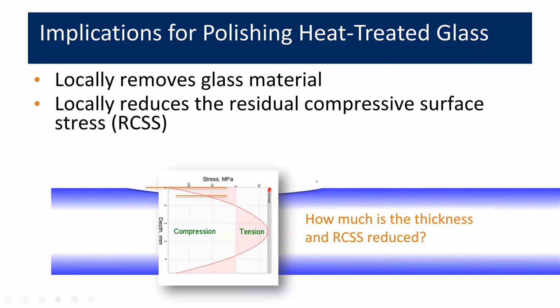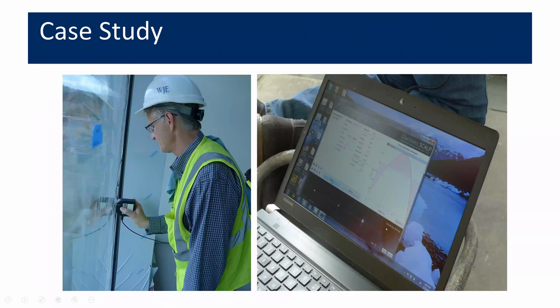So the question is, when we actually polish real glass, how much thickness are we actually removing? And what is the corresponding reduction in the RCSS? Because that's going to lead us to how much the load resistance, or the capacity of our window, reduces consequently from this polishing. So to that end, we're going to explore a case study.